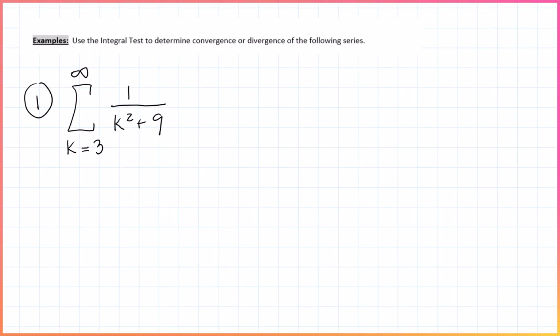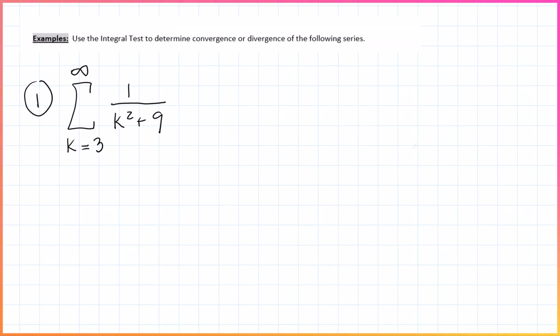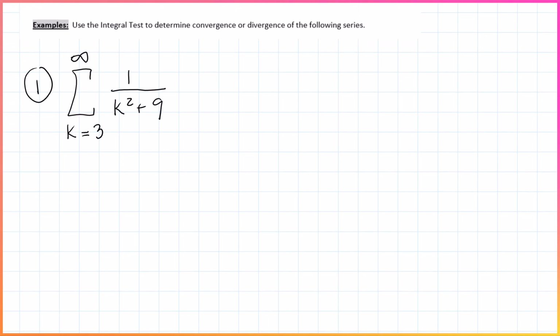All right, so let's take a couple of series and apply the integral test to determine convergence or divergence. So here we're looking at a series from k equals 3 to infinity of 1 over k squared plus 9. And we want to use the integral test to consider whether this is converging or diverging. So if we're going to use the integral test, we first have to think about a function. So the function that we would be looking at here would be 1 over x squared plus 9.